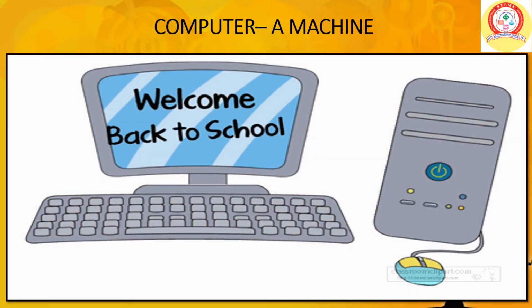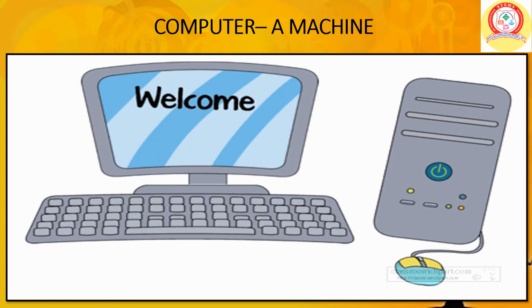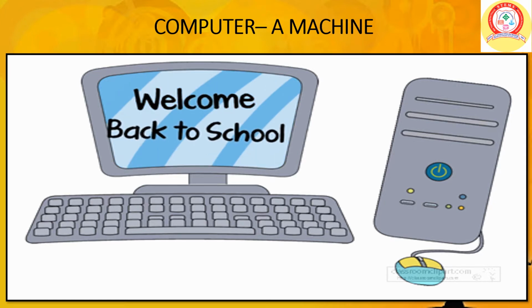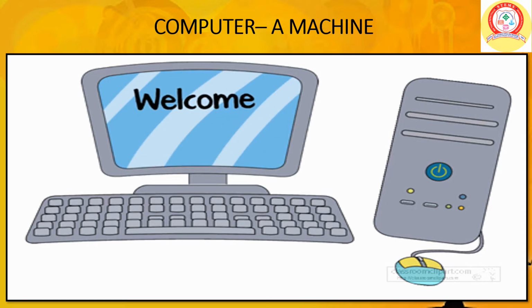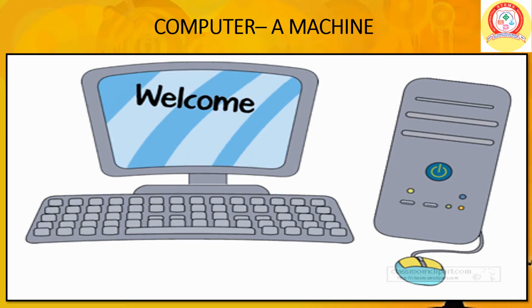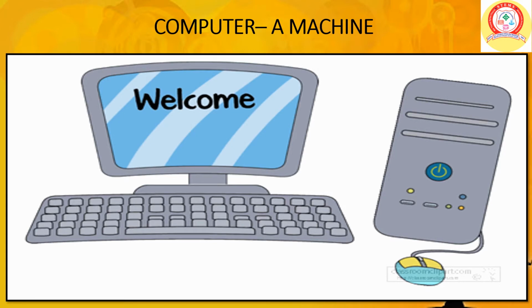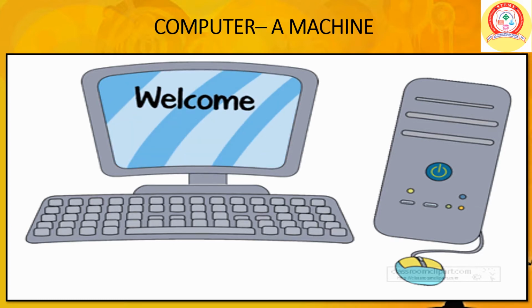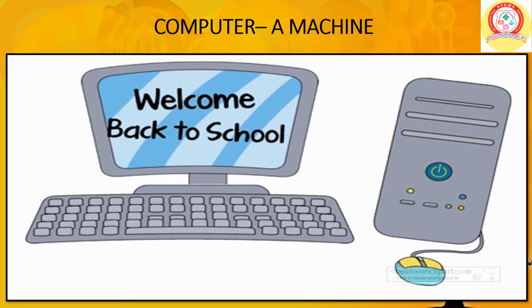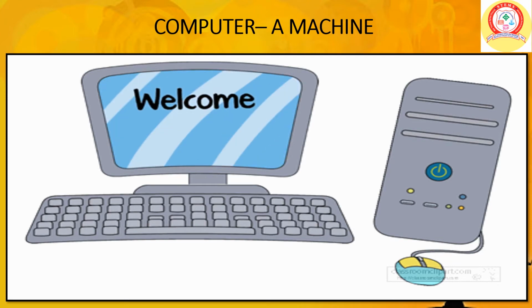Children, do you know what a machine does? A machine makes our work easy. All machines have been made by humans. A computer is a very useful machine. With the help of a computer, we can listen to music, watch movies, play games, draw and solve many sums. A computer needs electricity to work. So the computer is an electronic machine.